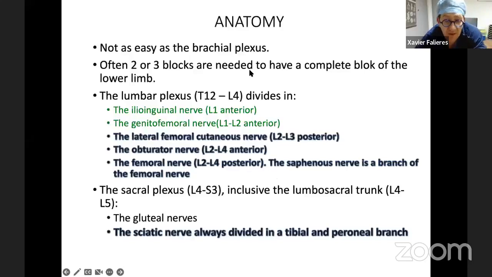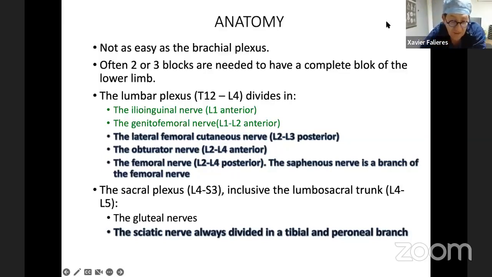Right, okay. So the lower limb is not as easy as the upper limb we saw last time, because the lower limb depends on two parts, the lumbar plexus and the sacral plexus. So you have the anterior part and the posterior part to give good blocks. The lumbar plexus, very interesting for us, gives the ilioinguinal nerve and genitofemoral nerve for all the hernia repairs, but also for all the trauma you are confronted with, the lateral femoral cutaneous nerve, the obturator nerve and the femoral nerve at the anterior side.